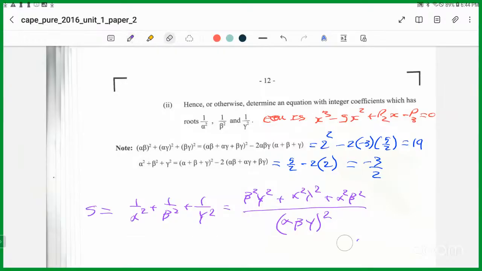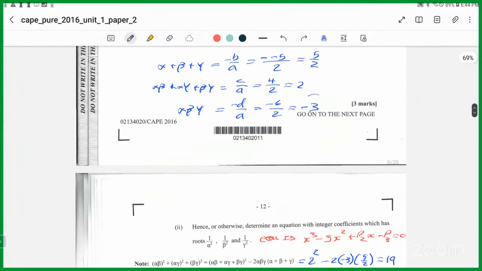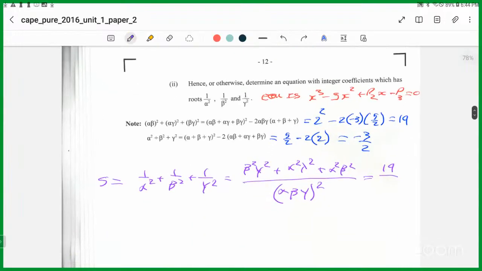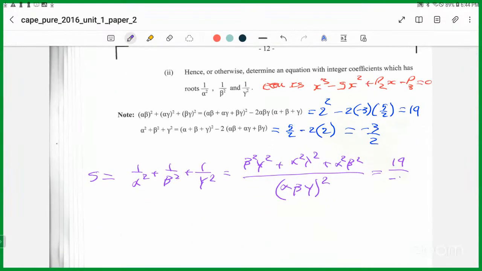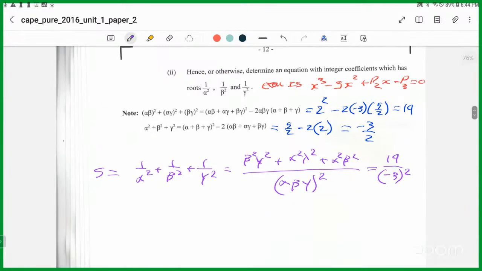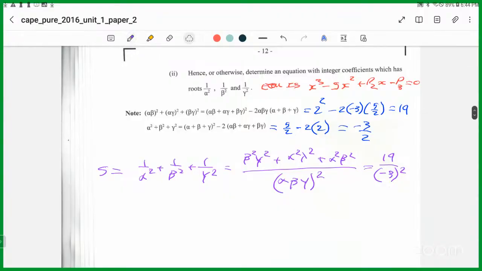Yes, sir. Right. And then this thing up here now is what they gave us a while ago, which is 19. This is just 19 over alpha beta lambda all squared, which is the product of the 3 roots here, so negative 3. That's negative 3 squared. So that is 19 over 9. Yes, 19 over 9.